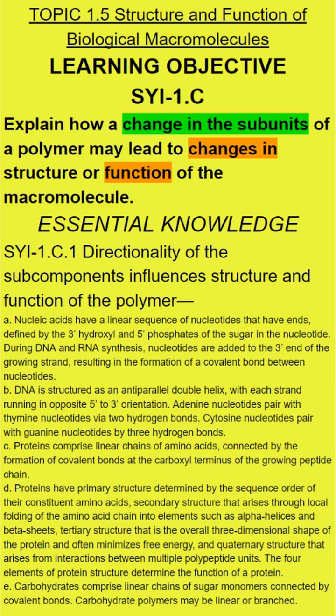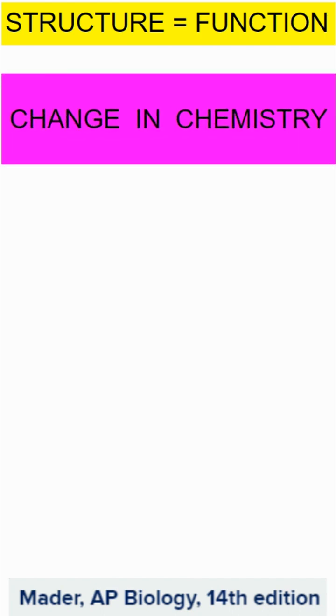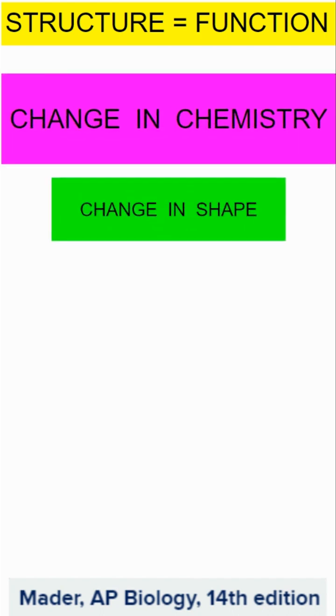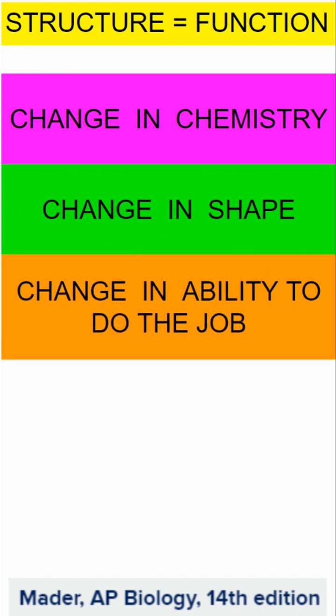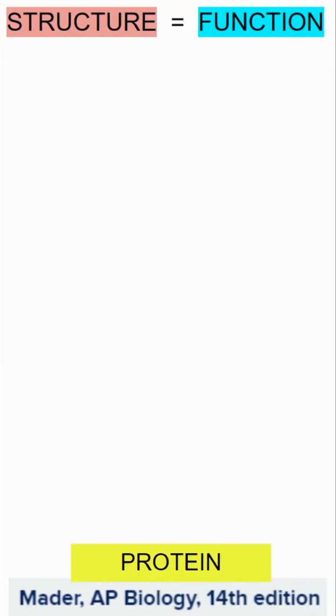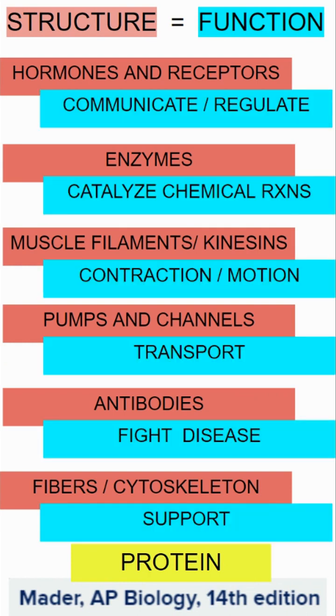Changing the chemistry is going to change the function. So, as we get in here, again, structure equals function: if you change the chemistry, you're going to change the shape of a molecule. If you change the shape of a molecule, you're going to change its ability to do the job it's supposed to do. So, let's focus on proteins because they kind of run the show. We have all these different structures of proteins, and they carry out all of these different functions.